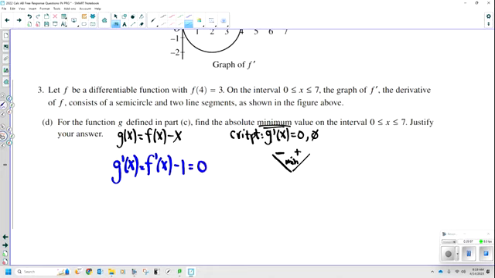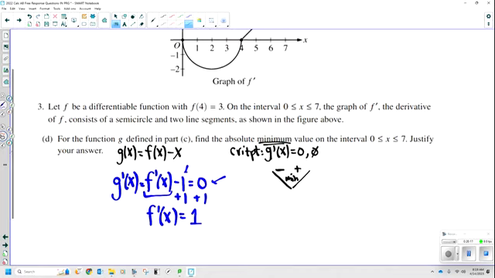Or if we want, we can solve that. We'll add 1 to both sides. When f prime of x equals 1, this holds true, because if I put a 1 in for this, 1 minus 1 is 0. So let's figure out where f prime of x is 1. All the way up here.